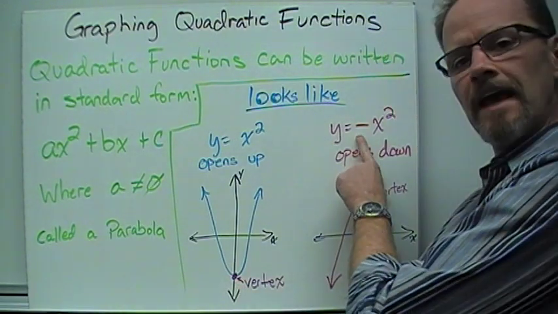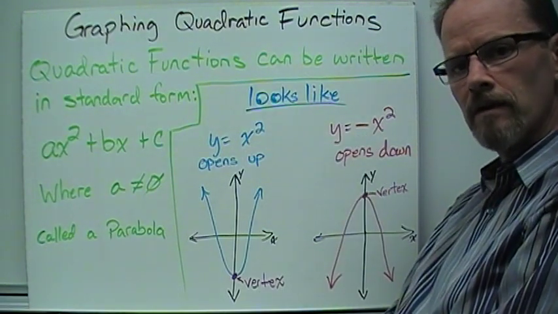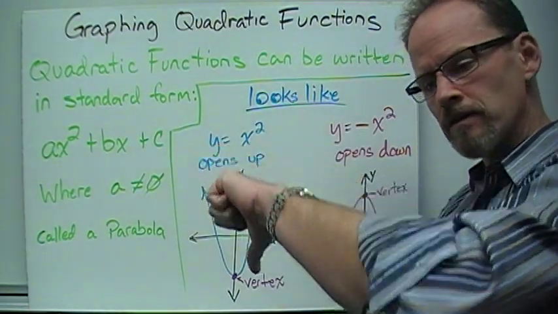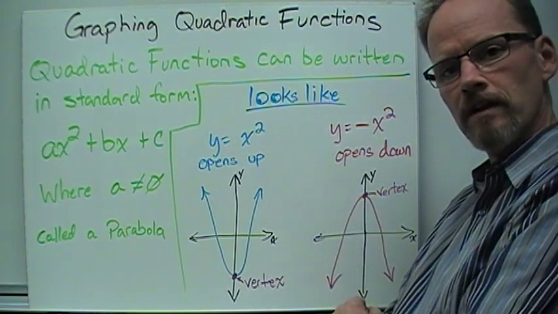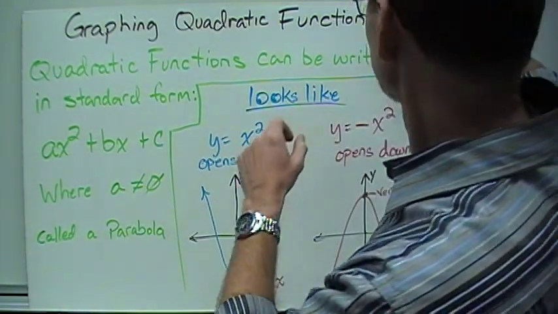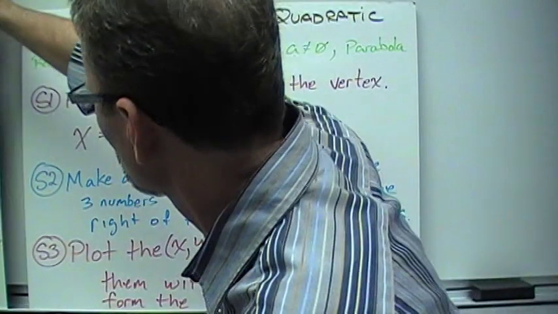Now here's one with a negative in front of the x squared, which means it's going to open down, and of course the vertex is right at the very top, right there.